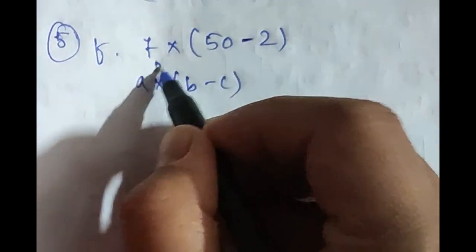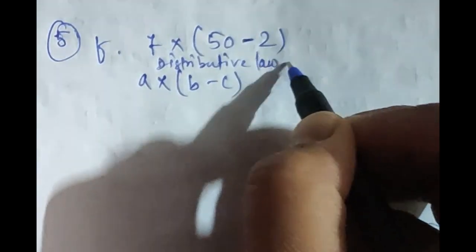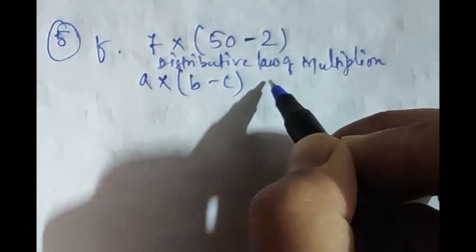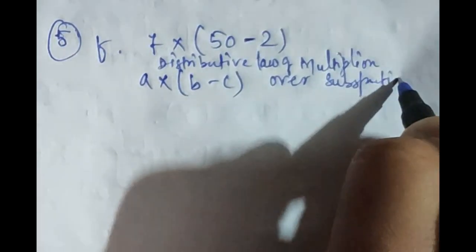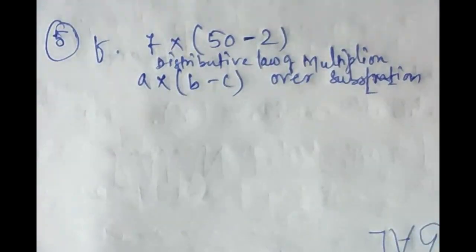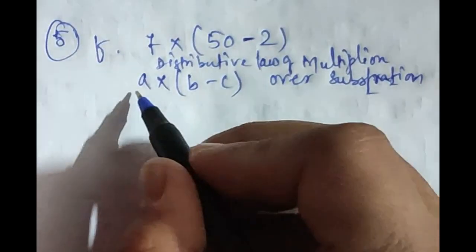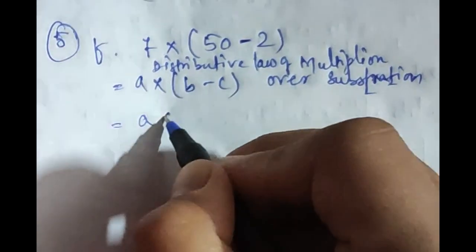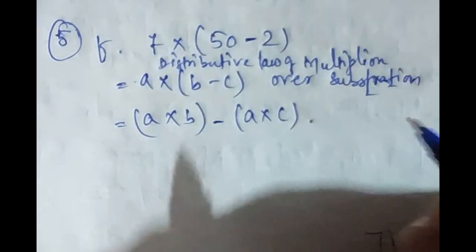The name of the property is distributive law of multiplication over subtraction, okay? This is the name of the property. Similarly for the previous question also, if I have not written it, just write it, okay? So this is in this form. So can we break this equation like this? A into b plus minus, minus a into c, right?